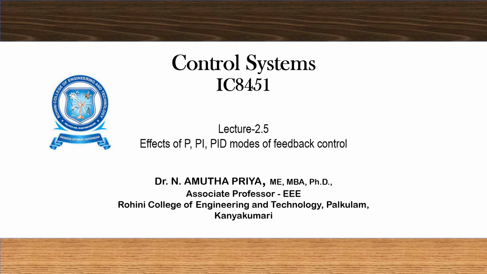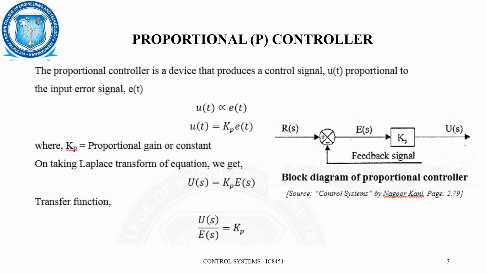A warm welcome. This is Control Systems course lecture 2.5, focusing on the effects of proportional, proportional integral and proportional integral derivative modes of feedback control. Kp, the proportional constant or proportional.